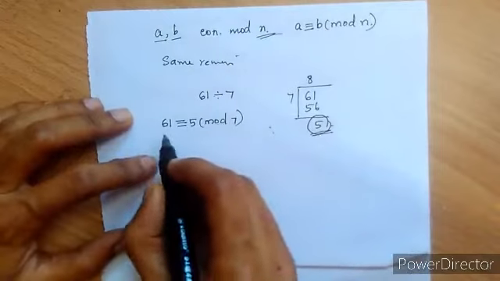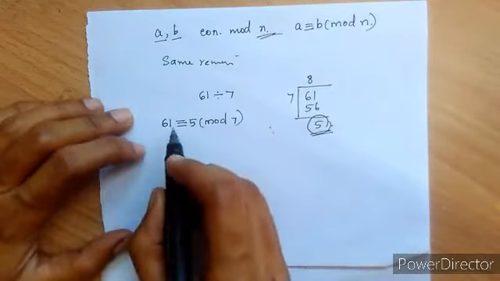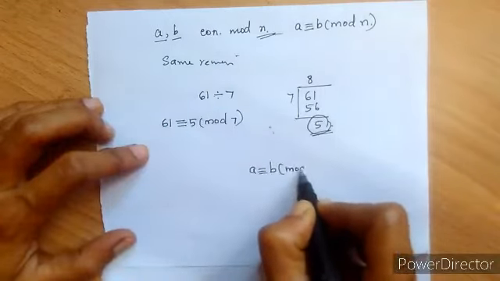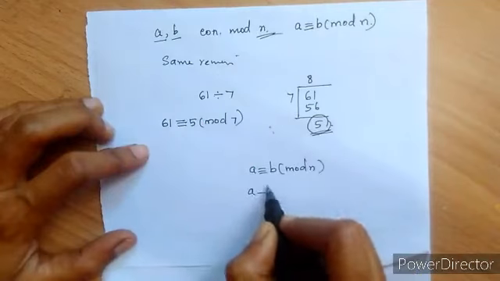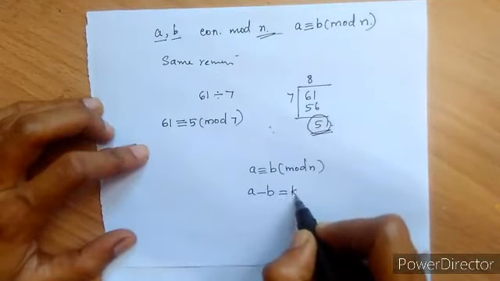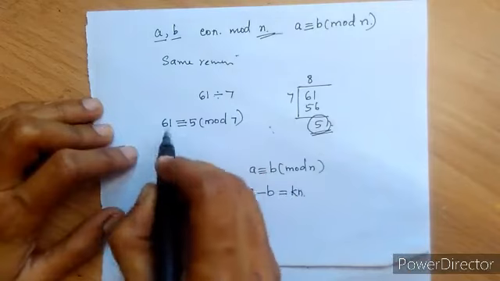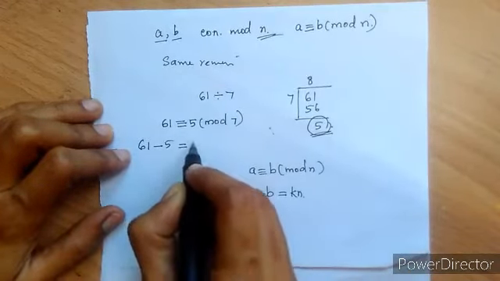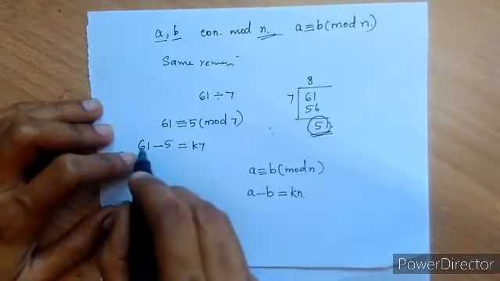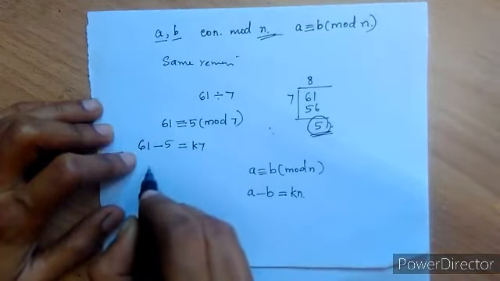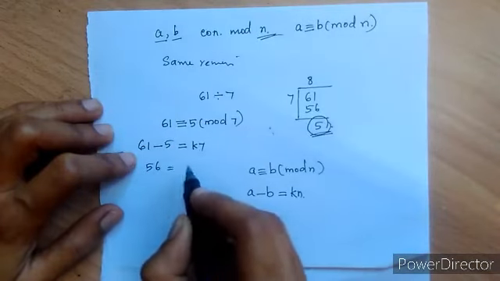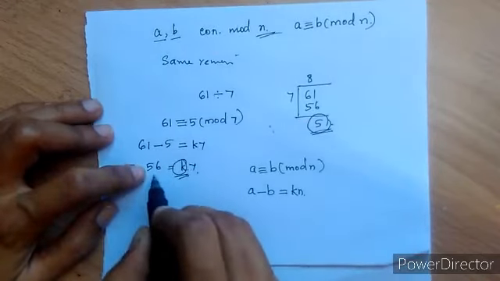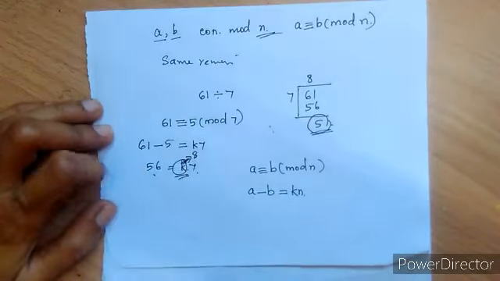Now, we already studied that if a congruent to b mod n, then we can write a minus b equal to some k into n, isn't it? Now take this 5 to the left side. 61 minus 5 equal to some k into 7. 61 minus 5 is what? 56, which is equal to some k into 7. What is the k here? Some number into 7 is 56. What is that number? That is 8.